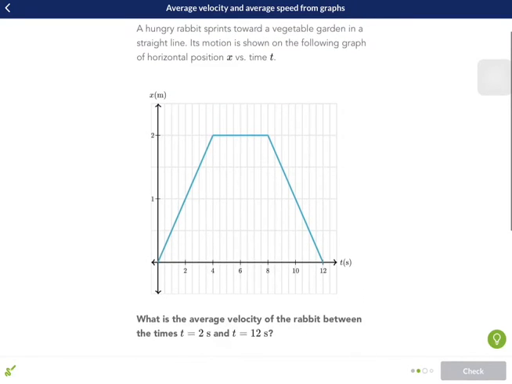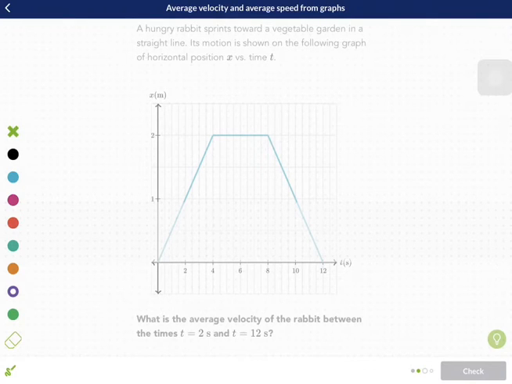So in this graph we can see the rabbit's starting position is 0. So we can draw it like this. We are starting from here, and in the first 4 seconds it goes 2 meters. Then for the other 4 seconds, up to 8 seconds, the rabbit stays there. So we can see no motion.